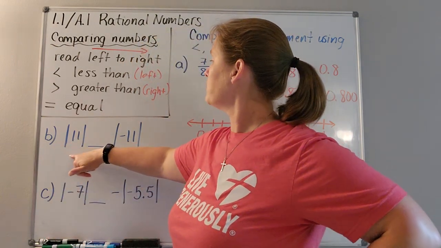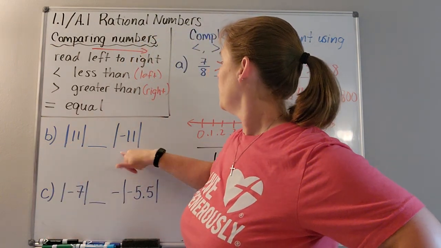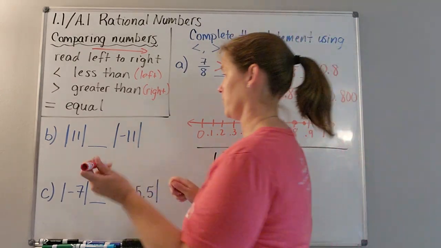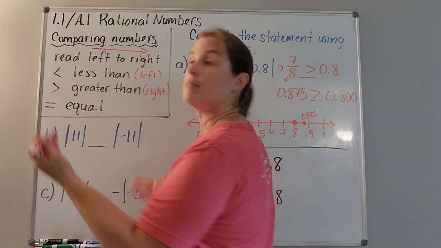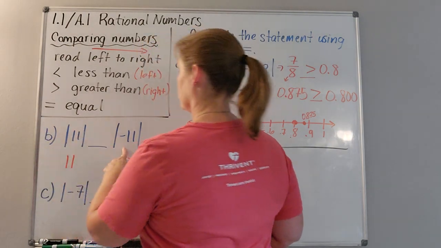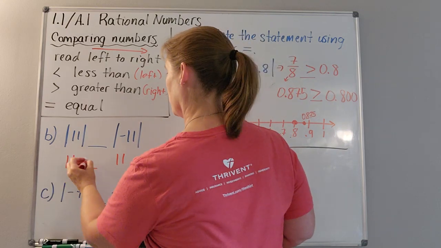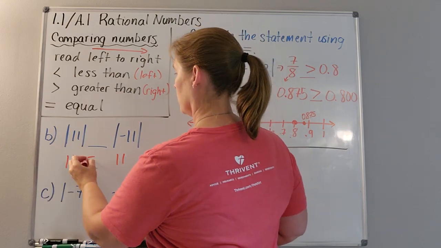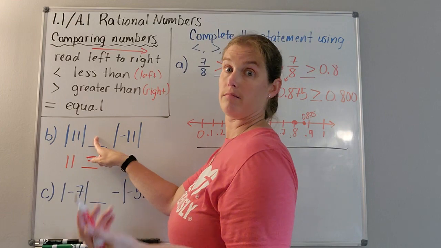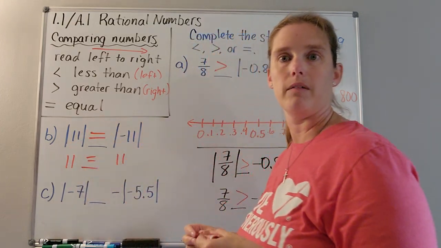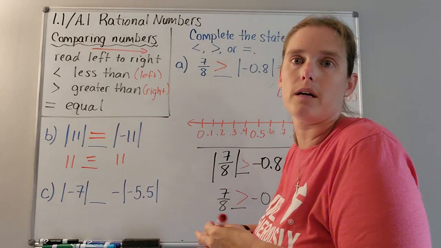Now, I've got the absolute value of 11 compared to the absolute value of negative 11. Well, we see absolute value symbols, so we have to take those absolute values first. Absolute value of 11, that's right, it's 11. Absolute value of negative 11, it's 11. They're the same. They're equal. Well, guess what that means? That's equal. We didn't have to put anything on a number line, did we? We got two exactly the same numbers. Why do we have to put them on a number line?